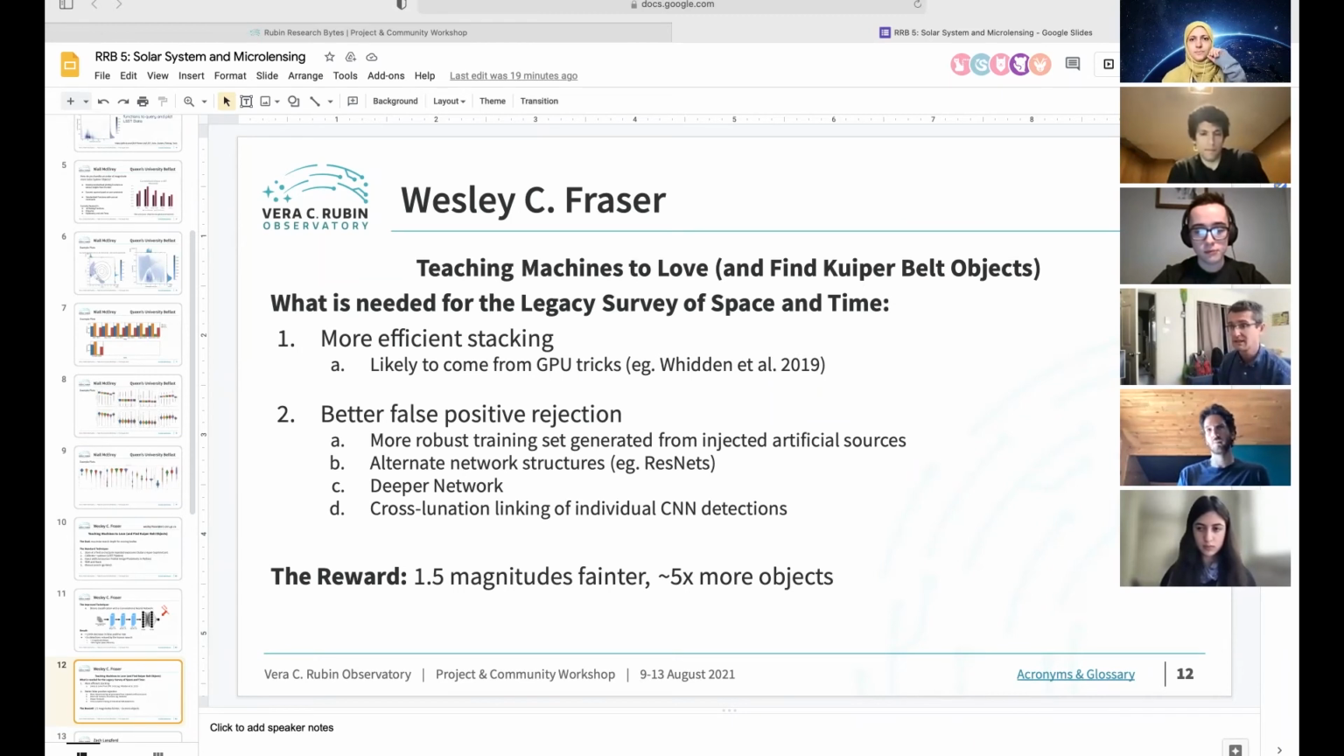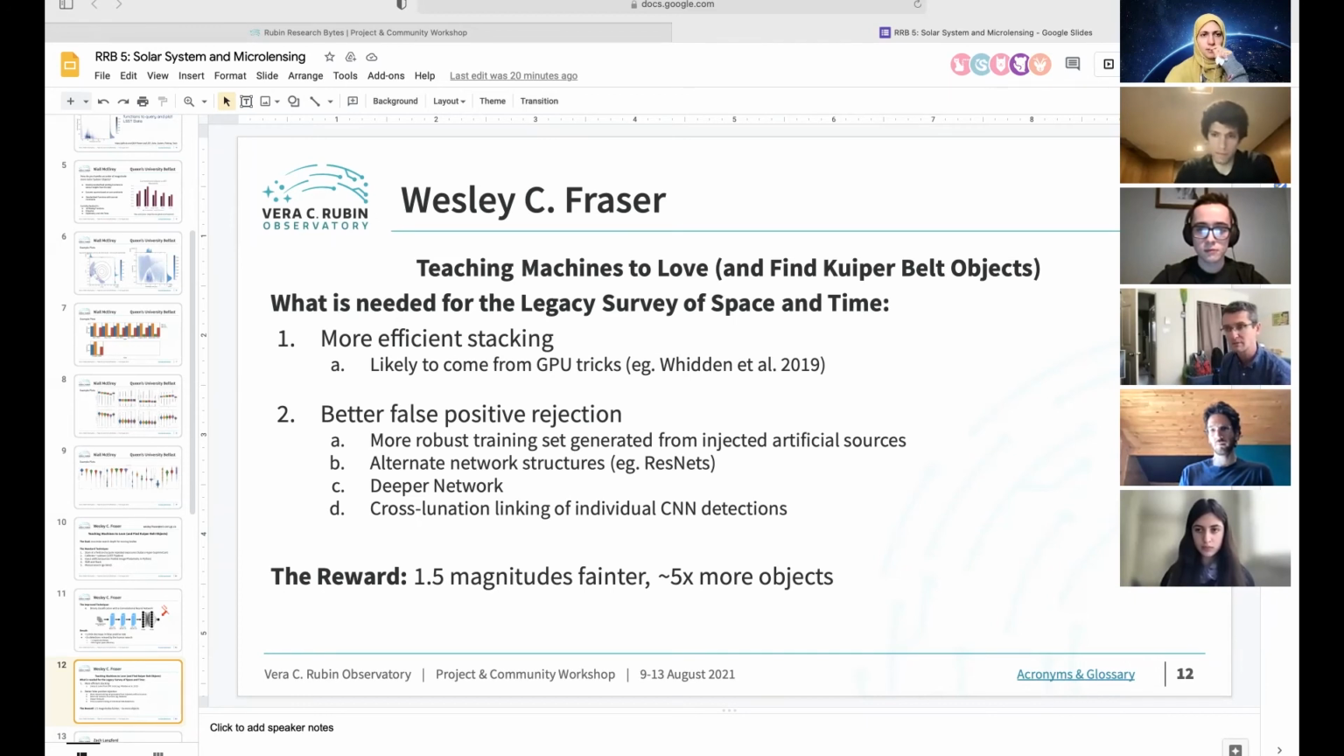We're still not there yet. Computationally, this is much harder than a single night with the HSC. So we're going to have to go to GPU tricks, which have been explored by Wyden et al. and a couple others. We're also going to need better false positive rejection, which is probably going to come from a range of different sources, including a more robust training set, because we only had one night's worth of data to train on in any given search.